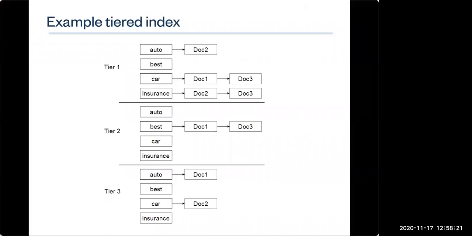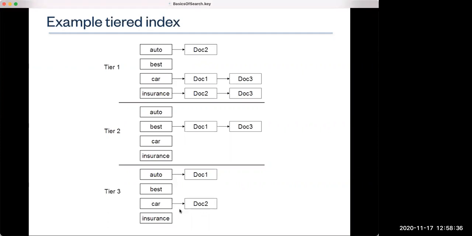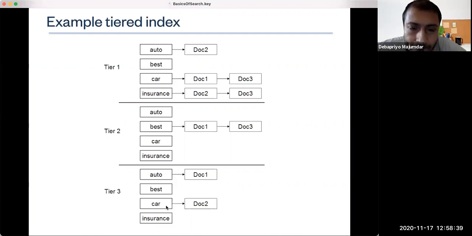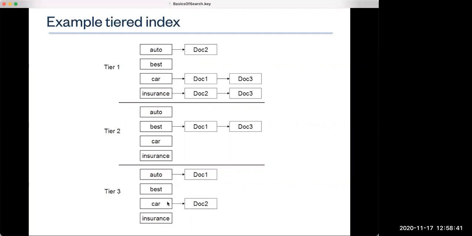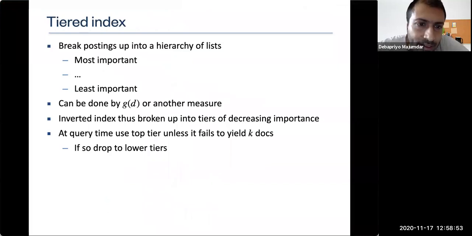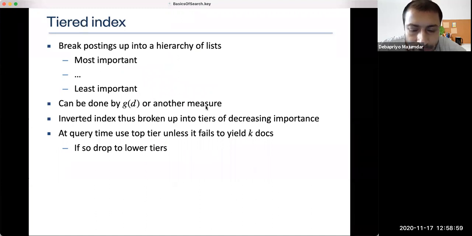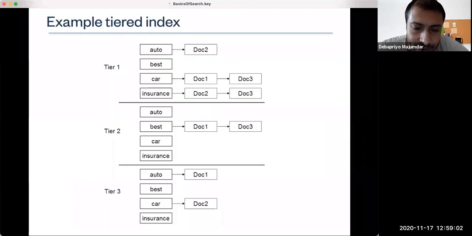Here, doc 2 in tier 3 and doc 2 in tier 1 are different docs or the same? The docs are the same, but they appear for different terms. But the breaking into tiers is dependent on some property which is independent of the terms, right? No, that depends. It can be independent, or you can also do it by some cosine similarity and stuff like that.